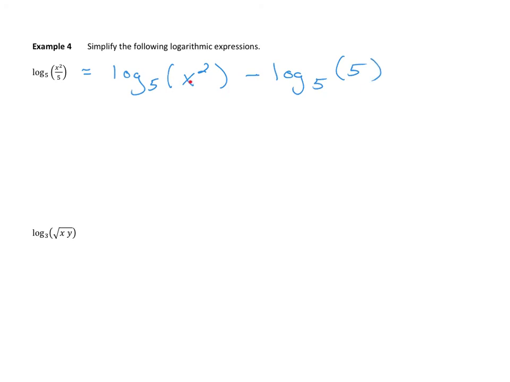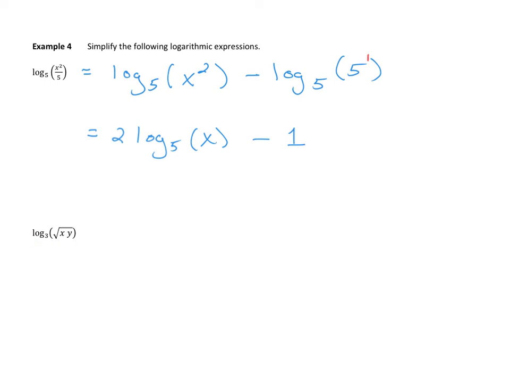Okay, now here I have x squared. This 2 is completely attached to this x. I'm allowed to remove it from the logarithm, and this means I have 2 times log base 5 of x minus whatever log base 5 of 5 is. Well, that's log base 5 of 5 to the first. Therefore, log base 5 of 5 is just 1, and that's the simplified answer.